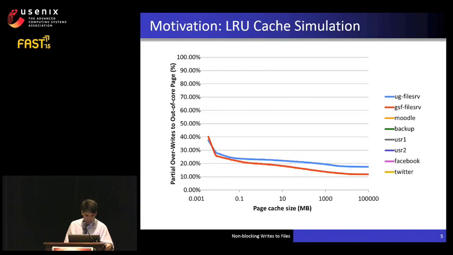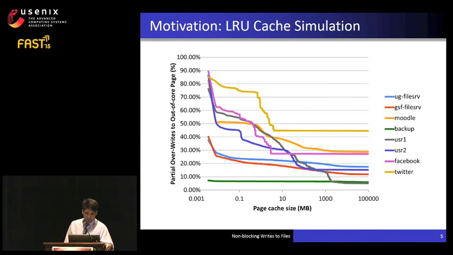The two lines in the graph represent the first two workloads, which are file server workloads. We can see that even for big cache sizes, 100 gigabytes, between 10 and 20% of all writes would require a blocking fetch. For the remaining workloads, we see different patterns, but for bigger sizes, between 7 and 45% of all writes will require a blocking fetch.